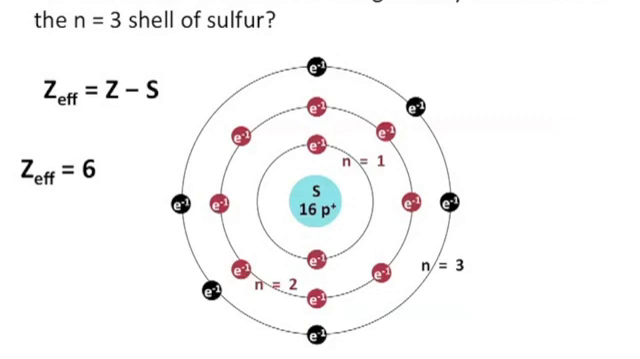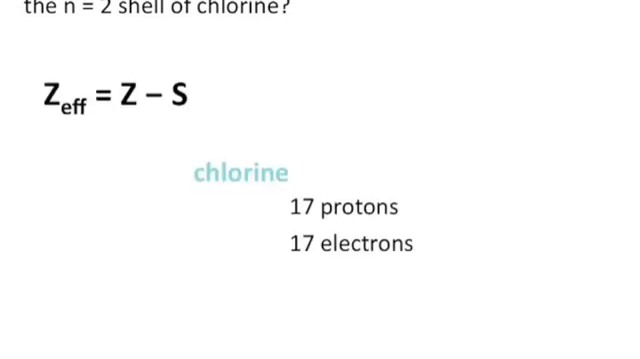But in some cases, you'll be asked to find the effective charge for an electron not in the outermost shell. So let's go through how we would do that. And we're going to use pretty much the same method. What is the effective nuclear charge felt by an electron in the N equals 2 shell of chlorine? A neutral chlorine atom has 17 protons and 17 electrons. For this example, I'm going to show you another way to diagram out the electrons so you don't have to draw an elaborate picture each time.